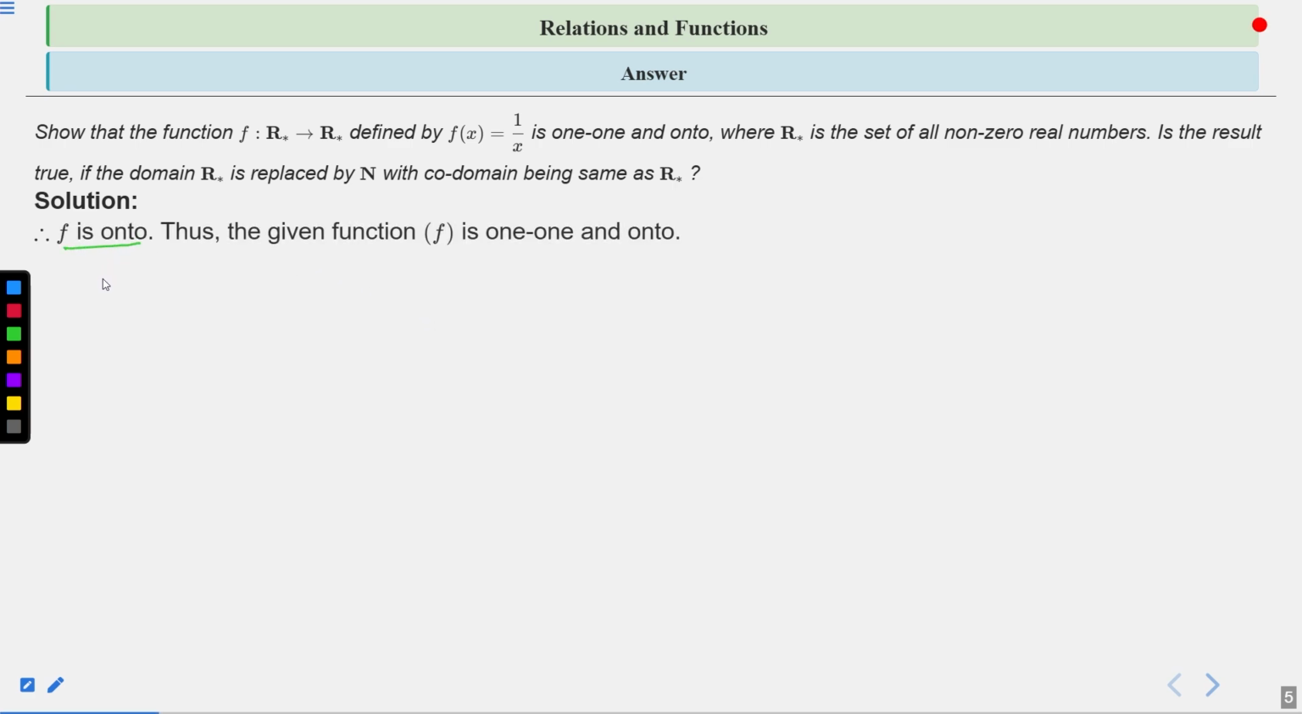Therefore, f is onto. Simple. So our function is one-one as well as onto.